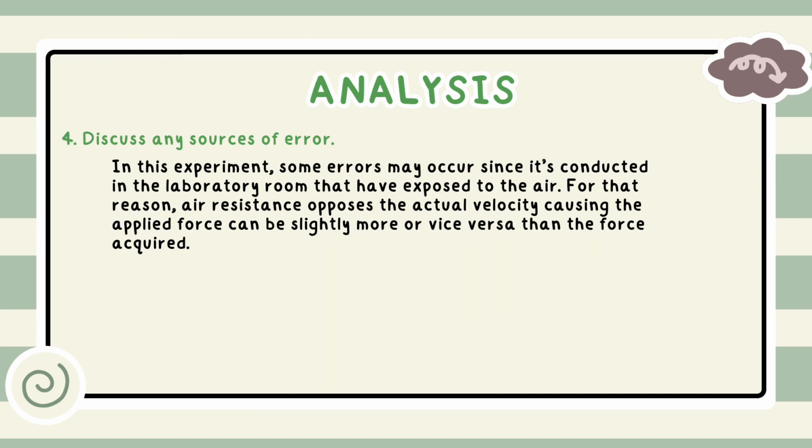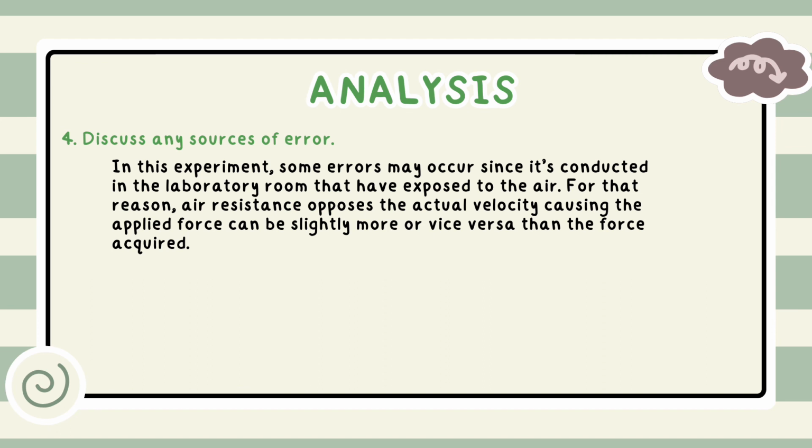Fourth, discuss any sources of error. In this experiment, some errors may occur since it's conducted in a laboratory room that is exposed to the air. For that reason, air resistance opposes the actual velocity, causing the applied force to be slightly more or less than the force required.